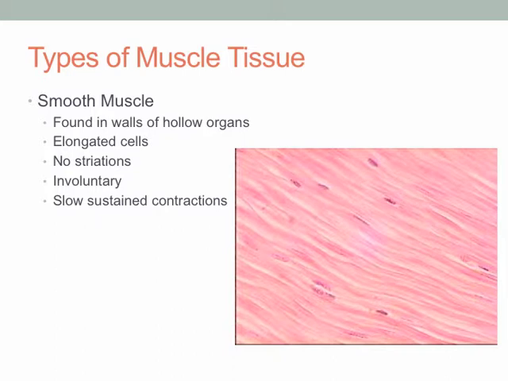Like cardiac muscle, smooth muscle is involuntarily controlled. It is, however, innervated by the nervous system and contracts when the nervous system tells it to. This type of muscle produces very slow and sustained contractions, which is in contrast to the other two types, which are usually short, powerful contractions, and then they rest.